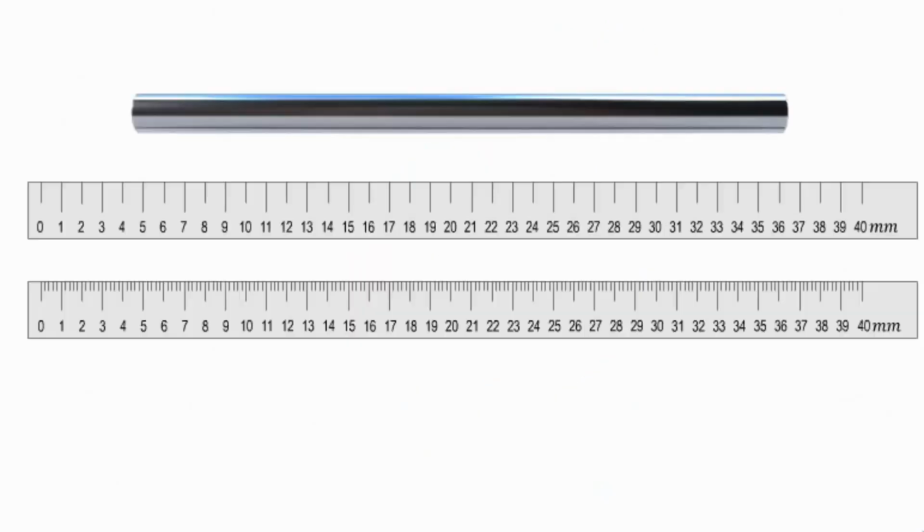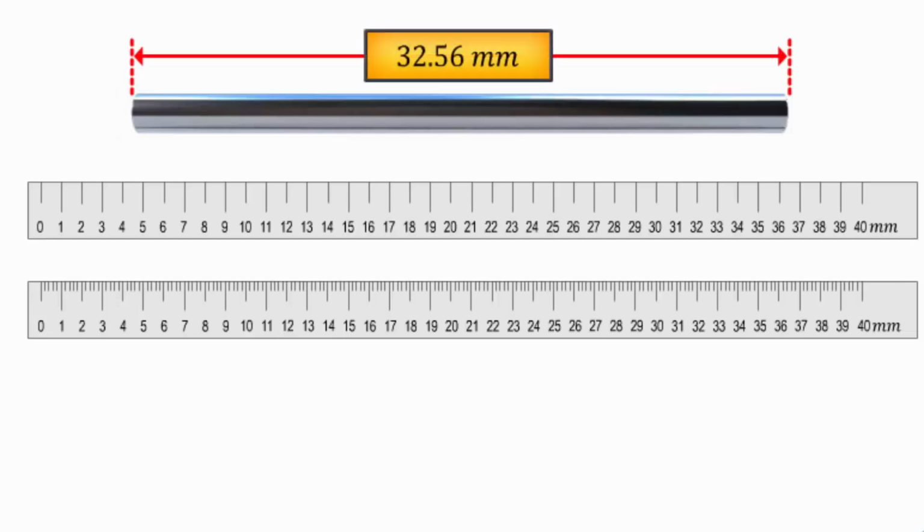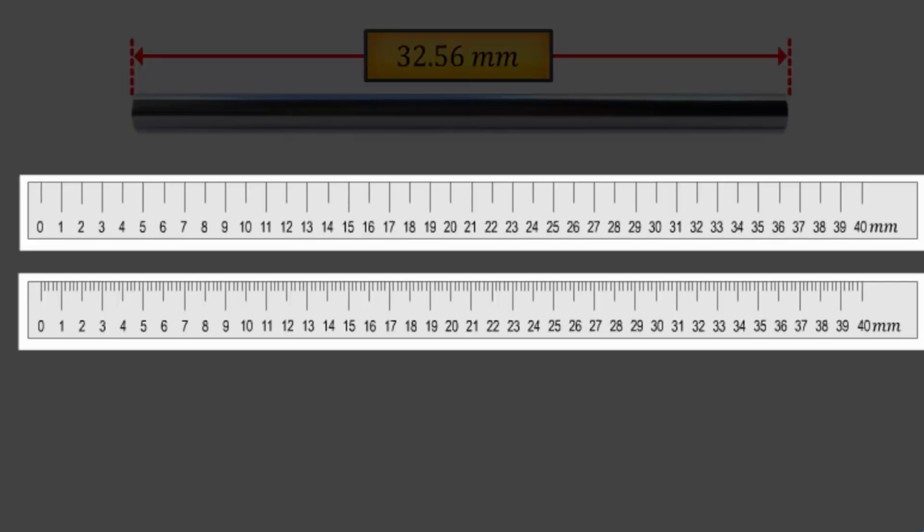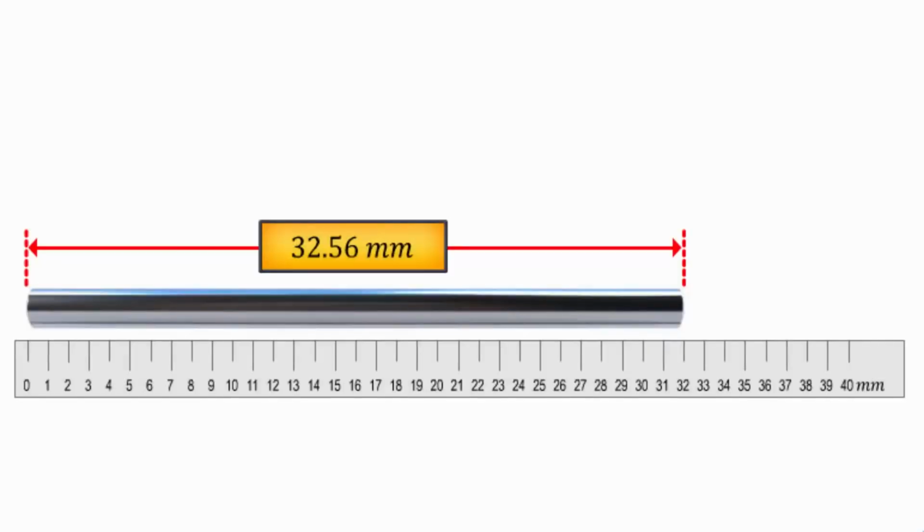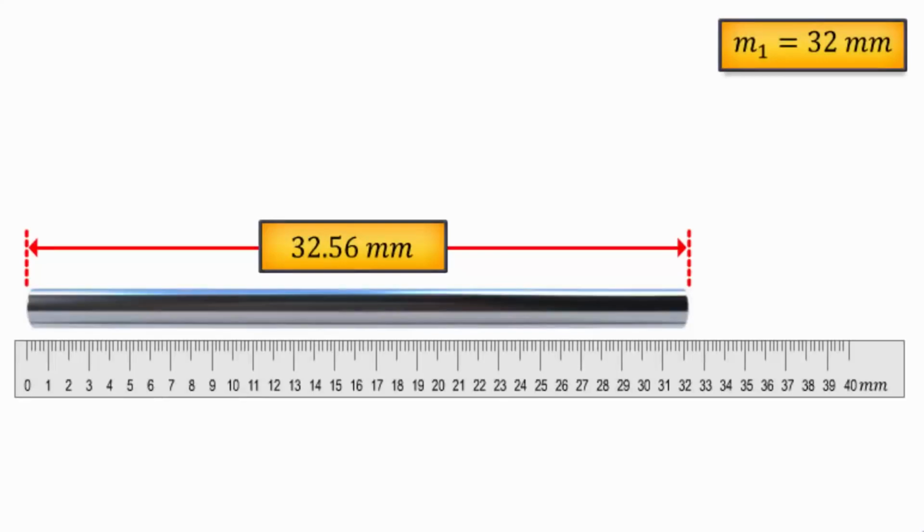Take, for example, an object whose absolute length is 32.56 mm, measured using 2 different instruments. Using the first instrument with a resolution of 1 mm, we obtain the measurement as 32 mm. Let us call this measurement M1. Using the second instrument, with a resolution of 0.1 mm, we obtain the measured value as 32.5 mm. Let us call this M2.